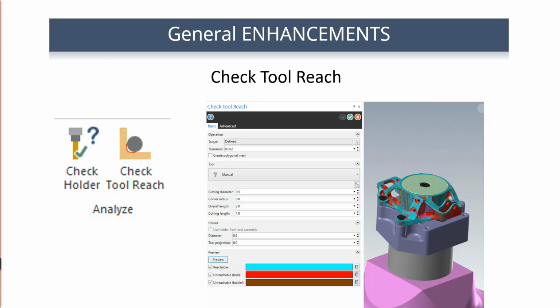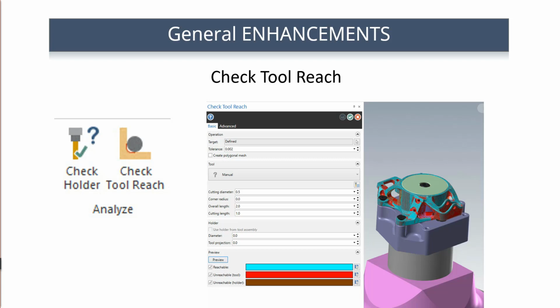Another general enhancement, we added an operation here, check tool reach. I think this one can be very, very useful for a programmer. What check tool reach will do is you pick your solid model, and it'll tell you what your currently defined tool will be able to machine. You can manually define a tool, or pick a tool out of a library. You can also put a holder on there, and then run a test by the preview button down below, and that'll tell you what can be reached by that tool and what cannot, and you can change the colors on these.